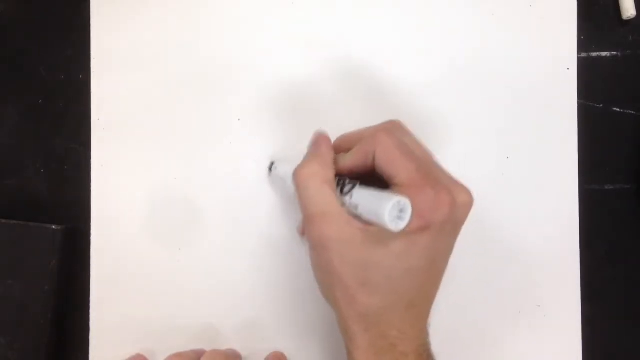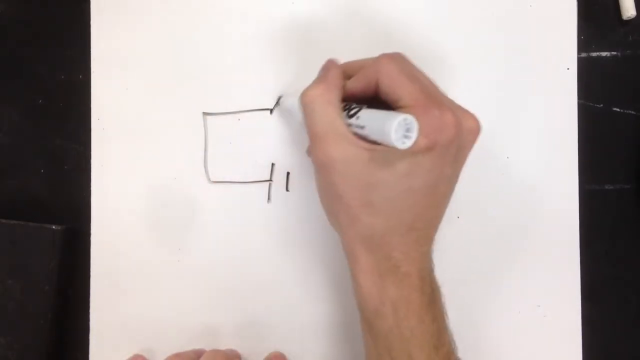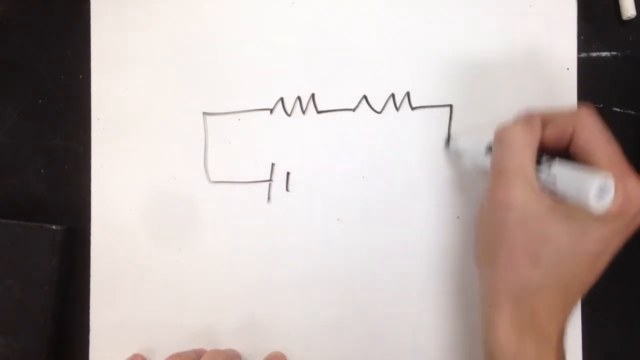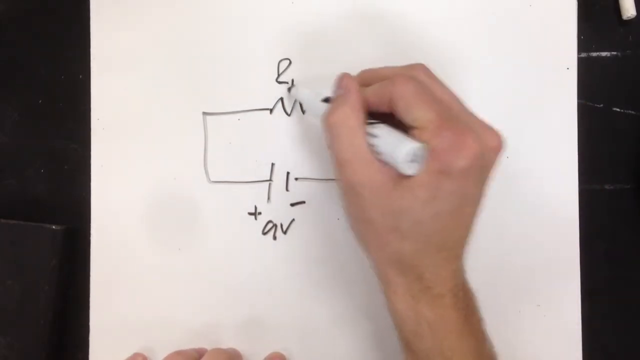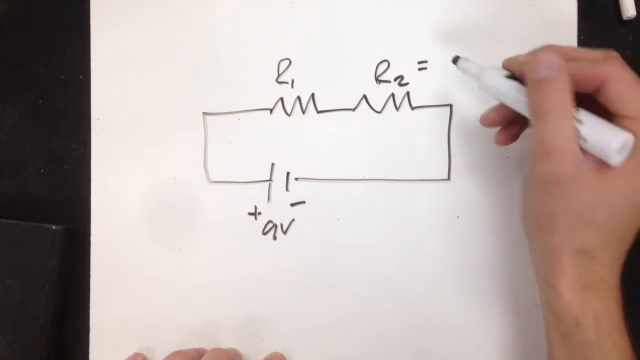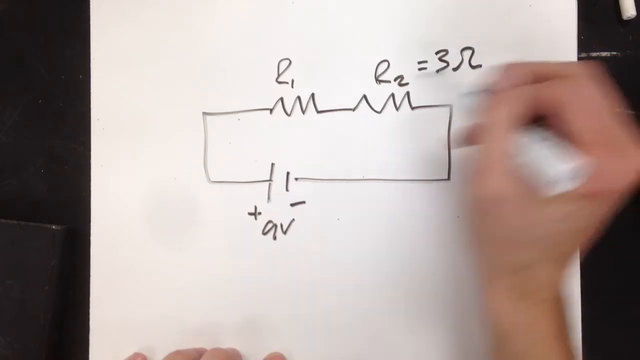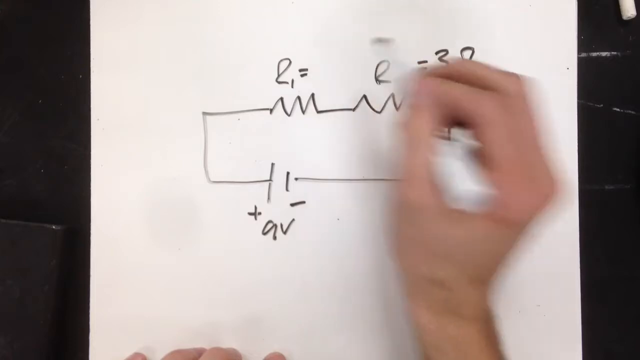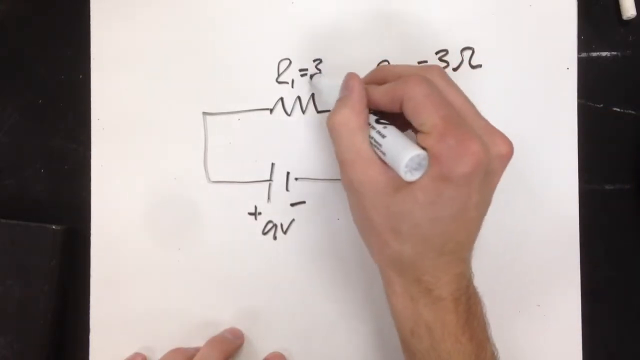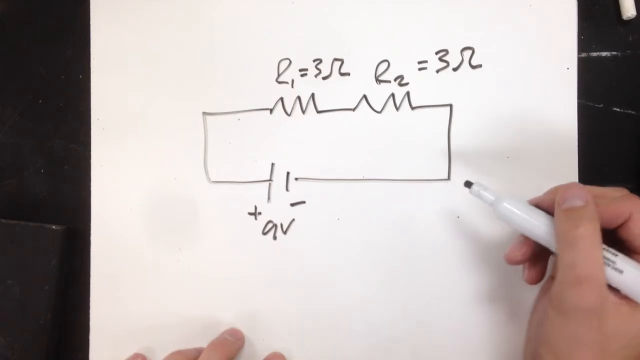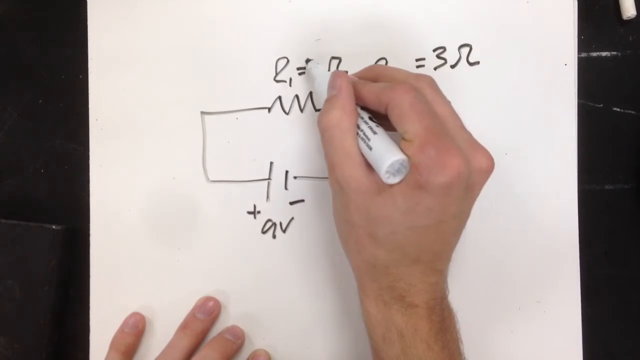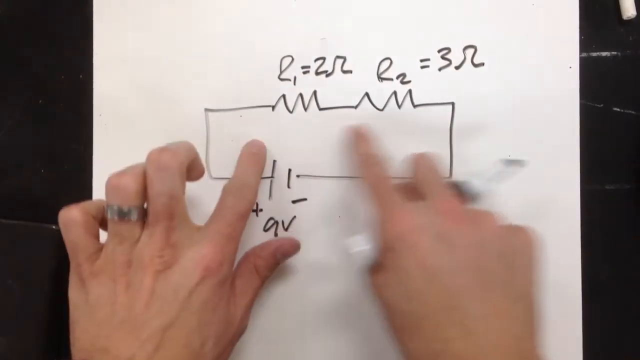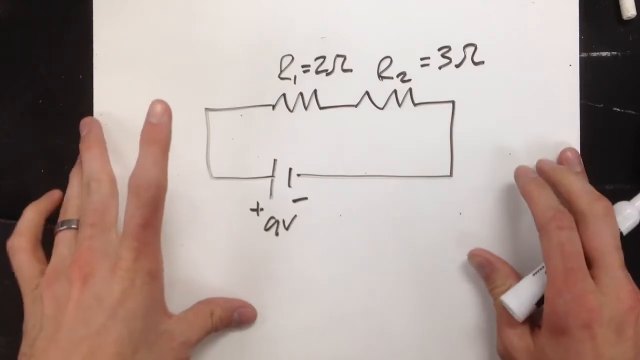And so let's take a look at a circuit that has some resistors in it. So here's a battery, and then here's a resistor, and then let's give it another resistor too. And so let's say I've got a 9-volt battery, and here's R1, here's R2. Let's say this has a resistance of 3 ohms. No, let's say it's got a resistance of 2 ohms. Okay. These two resistors are in series with each other.